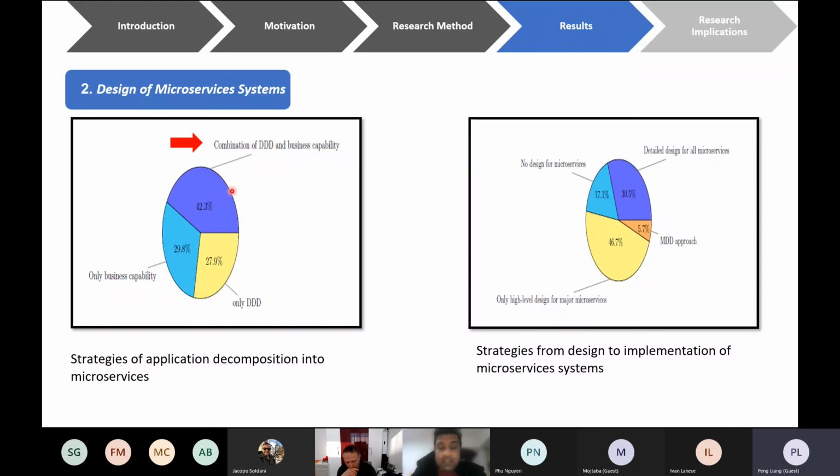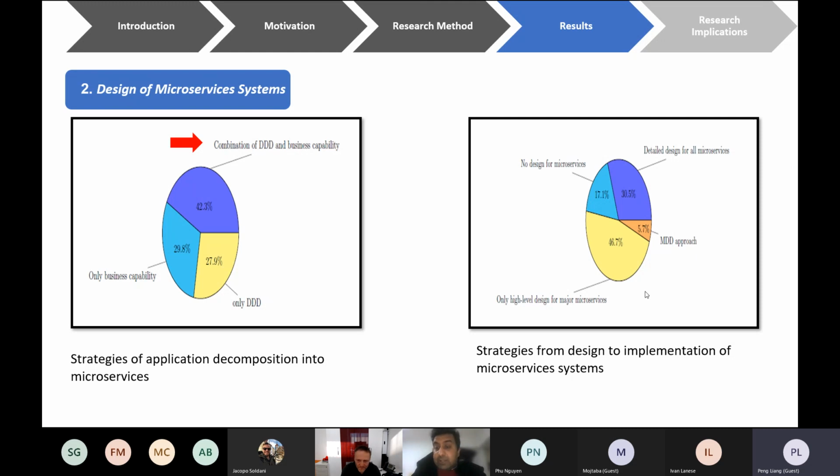And to get a deeper understanding, we asked the interviewees the reason behind why they are using a combination of DDD and business capability. All of the interviewees confirmed that the result of the survey reflects the actual use of application decomposition strategies in the industry. Five out of six interviewees also confirmed that they are not familiar with any other approach that can be used for application decomposition.